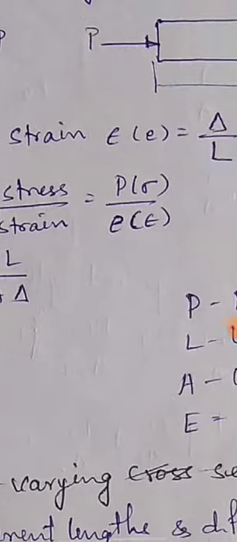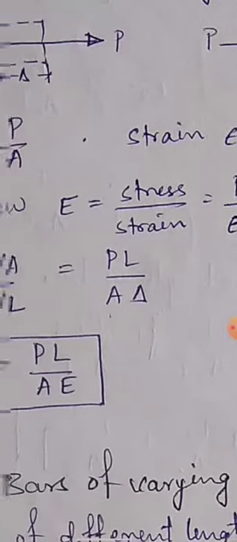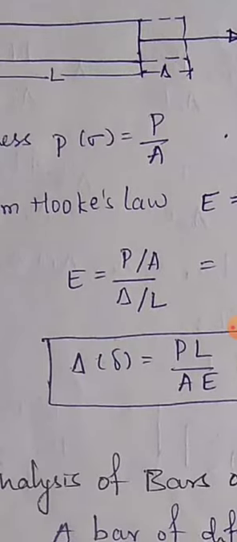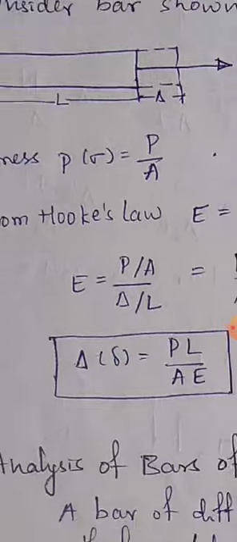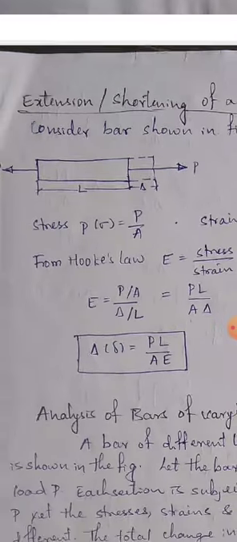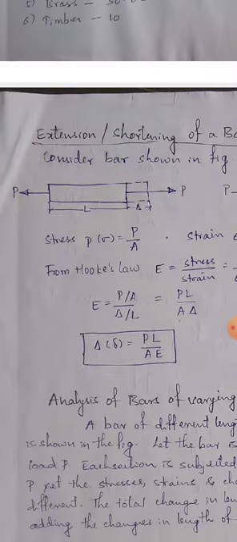Due to compression the P is negative. Here your value should be negative, which means that there is a decrease in length. So please try to understand the extension or shortening of the bar.